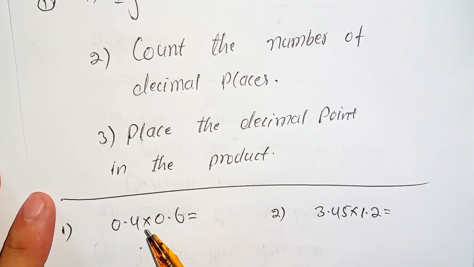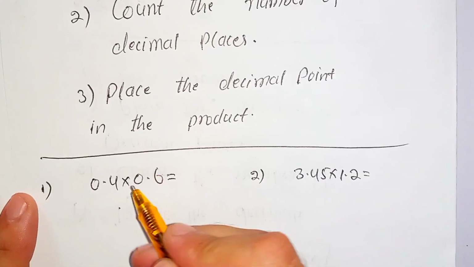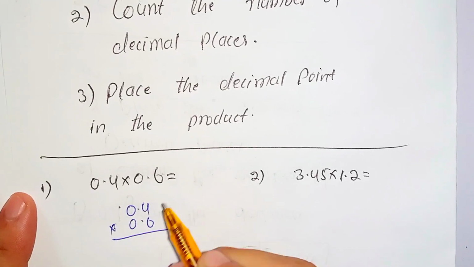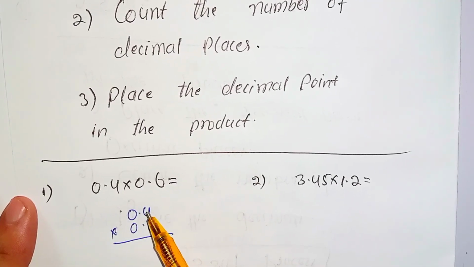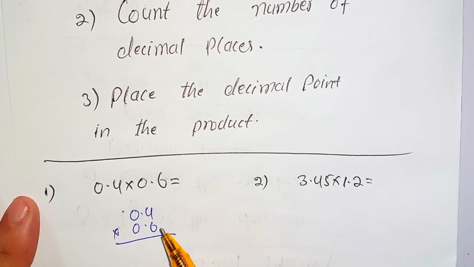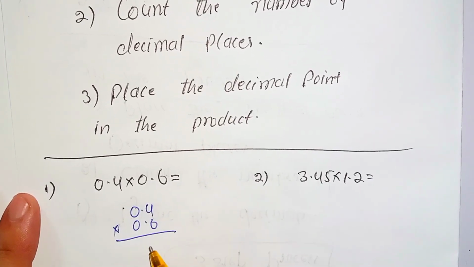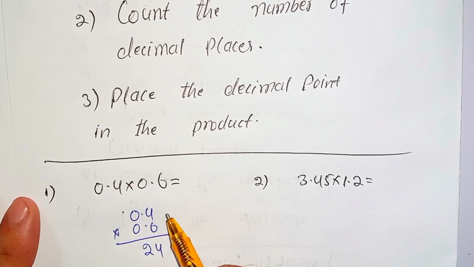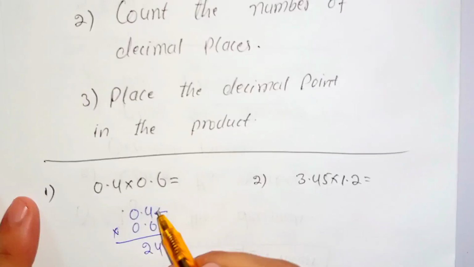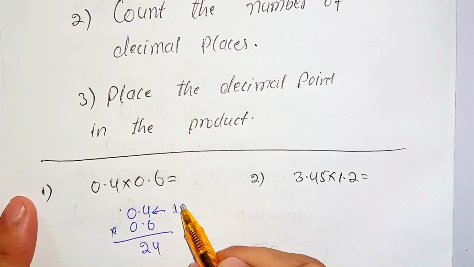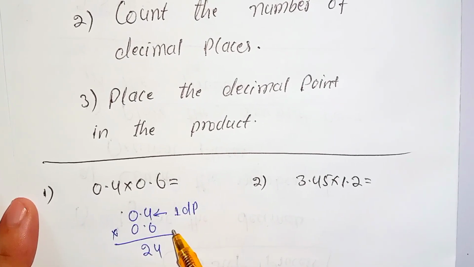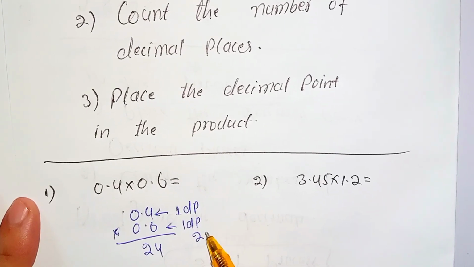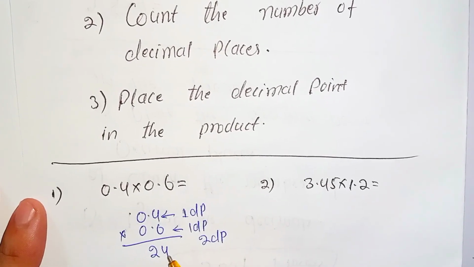For example, 0.4 multiplied by 0.6. First of all, we have to multiply 6 with 4 just like whole numbers. So 6 times 4 is 24. Now we will count the number of decimal places in both of the numbers. Here we see that in 0.4 there is one decimal place, and in 0.6 there is also one decimal place, which becomes equal to 2 decimal places. So there should be 2 decimal places in the final answer.